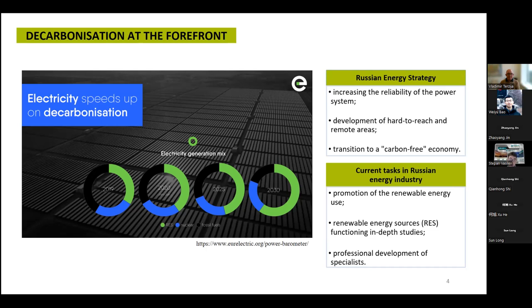And when it comes to renewable energy, we need to remember the decarbonization trend, which is one of the fundamental tasks of the energy sector nowadays. The figure shows the trend towards the phasing out of fossil fuels in favor of renewable and nuclear energy. In 2021, the Russian government approved a roadmap for energy, which focuses on the development of hard-to-reach regions through renewable energy. The task of specialists' professional development is also important.